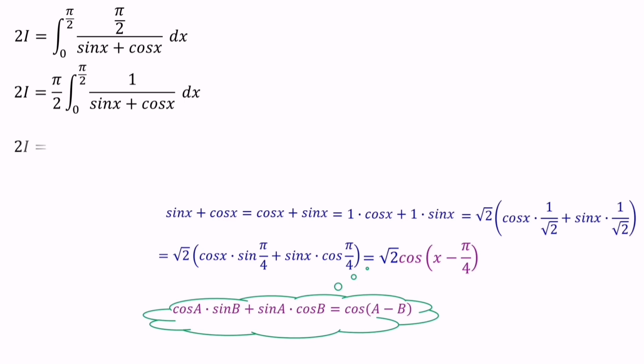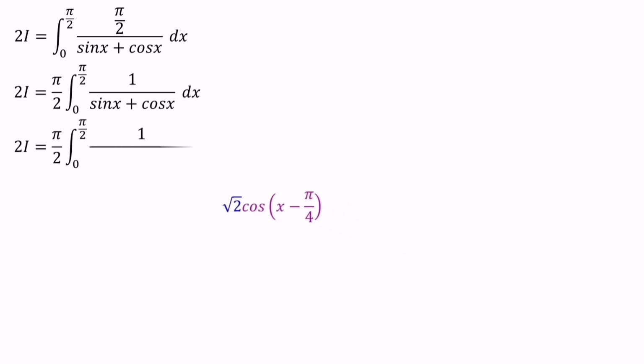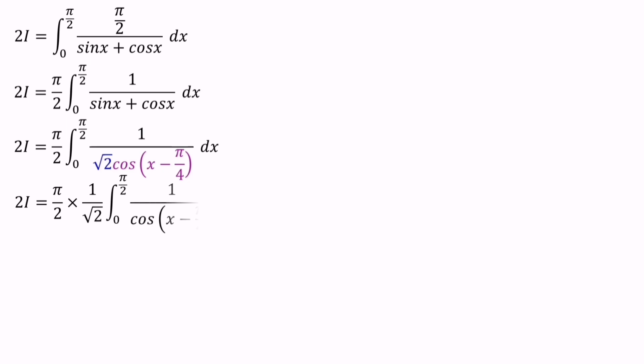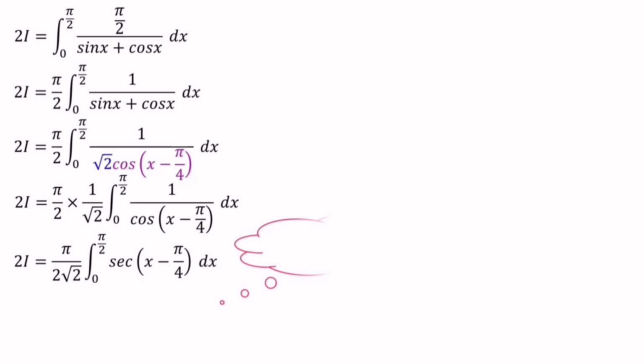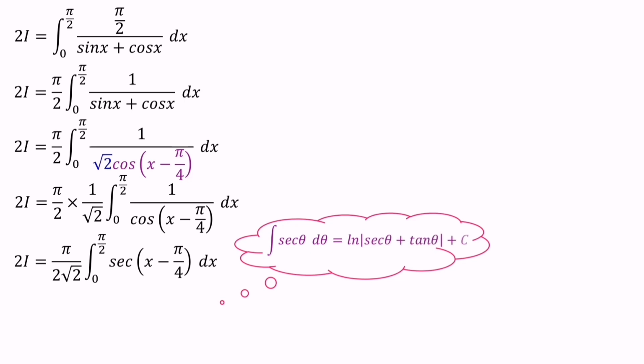Let's substitute this for our integral. In the denominator, root 2 is a constant, so we can bring 1 over root 2 outside of the integral. 1 over cos(x minus pi over 4) equals sec(x minus pi over 4). Integral sec theta equals ln modulus sec theta plus tan theta. So here, integral sec(x minus pi over 4) we can write as ln modulus sec(x minus pi over 4) plus tan(x minus pi over 4).